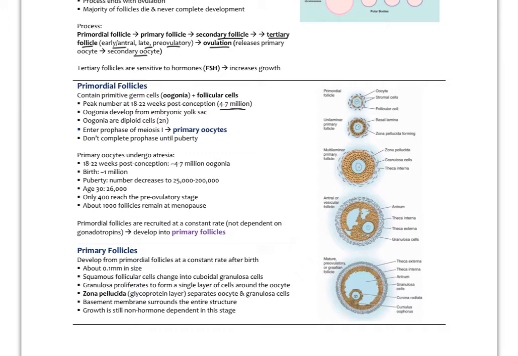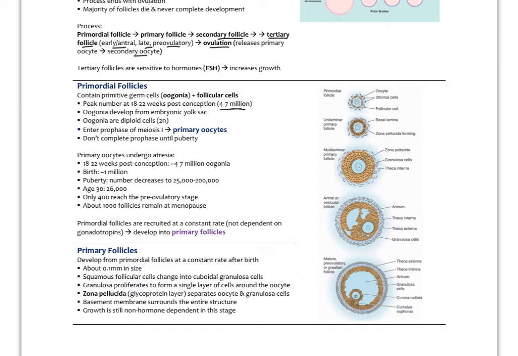Oogonia, again, are diploid cells, and they enter prophase of meiosis 1. You might want to go review meiosis quickly if you are a little rusty on that, and that becomes the primary oocyte. They don't complete prophase until puberty, so they become arrested at that stage of meiosis, becoming a primary oocyte, which then recommences at puberty, and they'll go through the subsequent stages of meiosis.